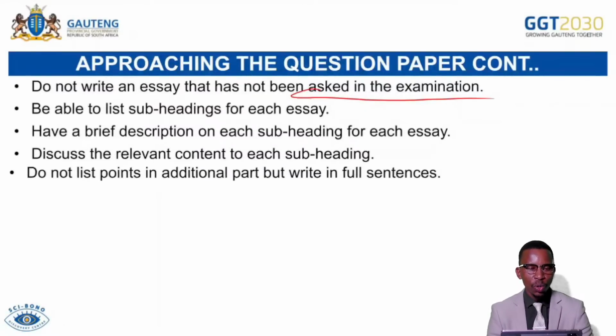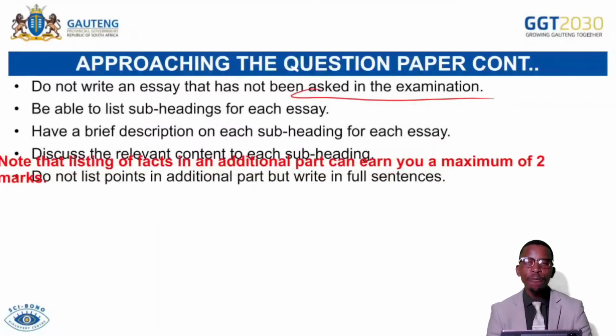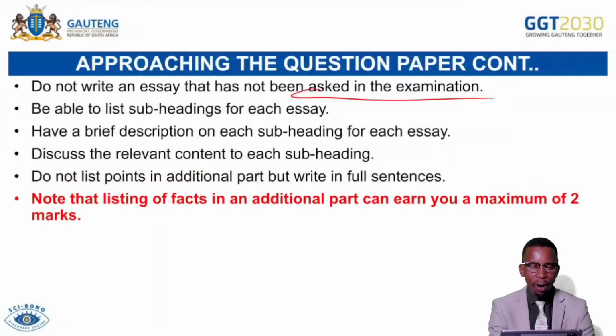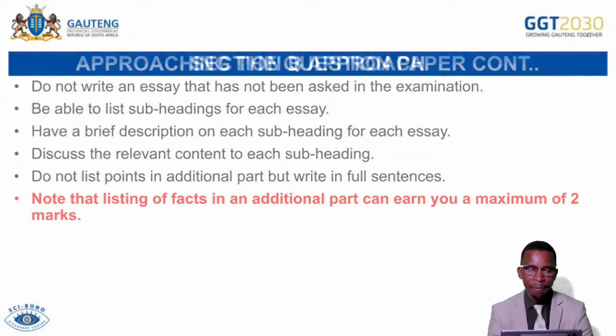And then also, do not list points in the additional part, but write in full sentences. Provide at least the minimum of 5 facts in full sentences in your additional part. Do not list, because should you list in there, you render yourself getting 0 if the listing is wrong. If it's correct, you will only get the maximum of 2 marks. If you are listing under the additional part, you need to answer in full sentences. Note that listing of facts in an additional part can earn you a maximum of 2 marks if that listing is even correct. You can even get 0, by the way.